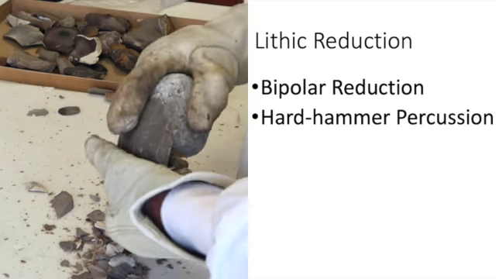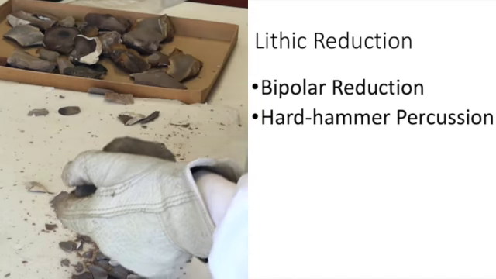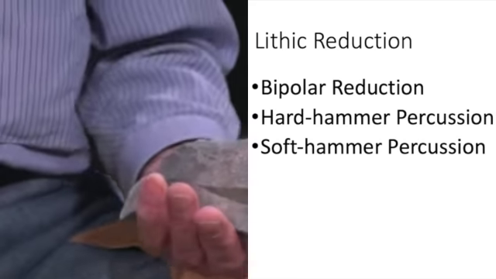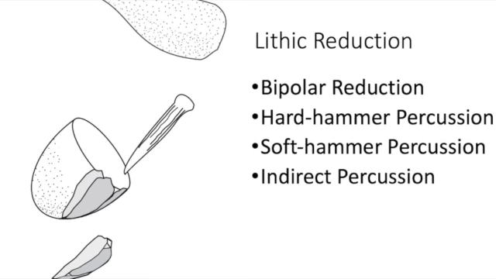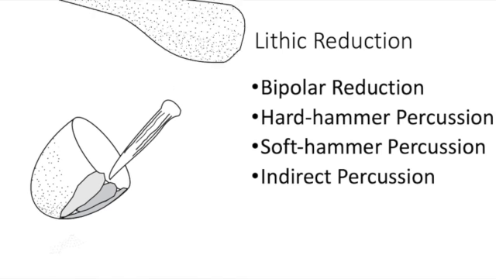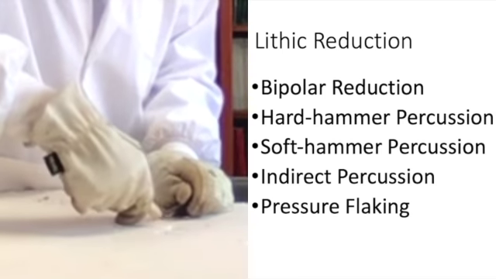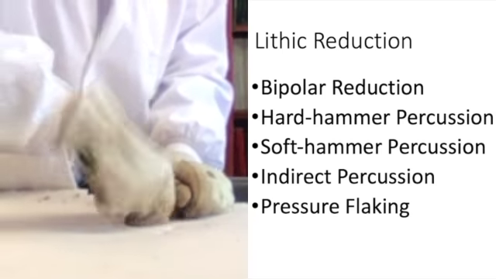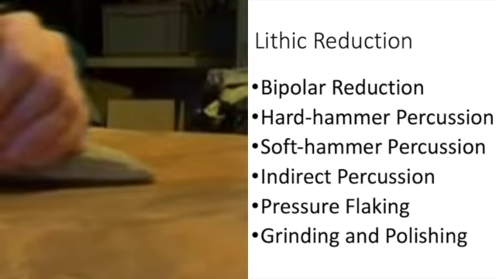Hard hammer percussion involves striking the core or flake sharply with a round, hard stone, while soft hammer percussion involves striking it with a heavy piece of antler. Indirect percussion involves striking an antler punch that is placed carefully at the place where you want to remove a flake. Pressure flaking involves removing small or thin flakes by applying sharp pressure with an antler tine. Finally, some kinds of tools, notably axes, have their cutting edges sharpened by grinding.